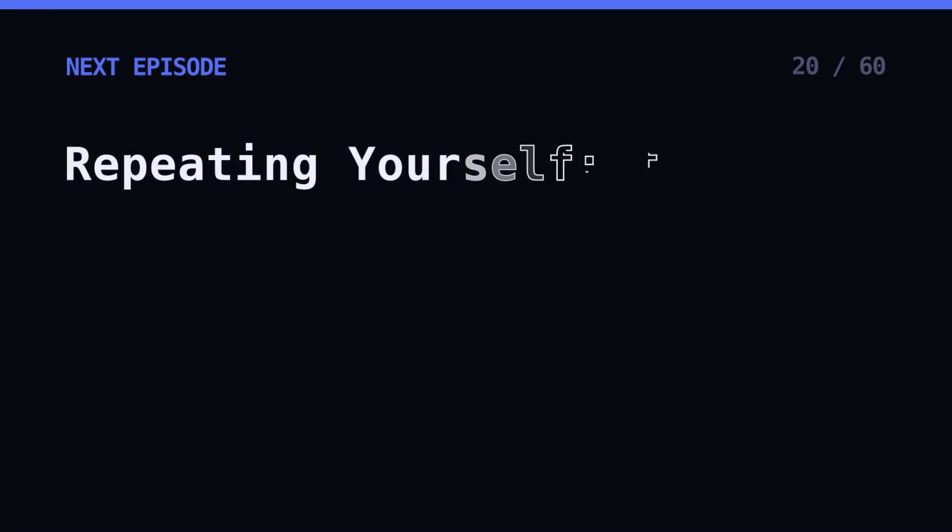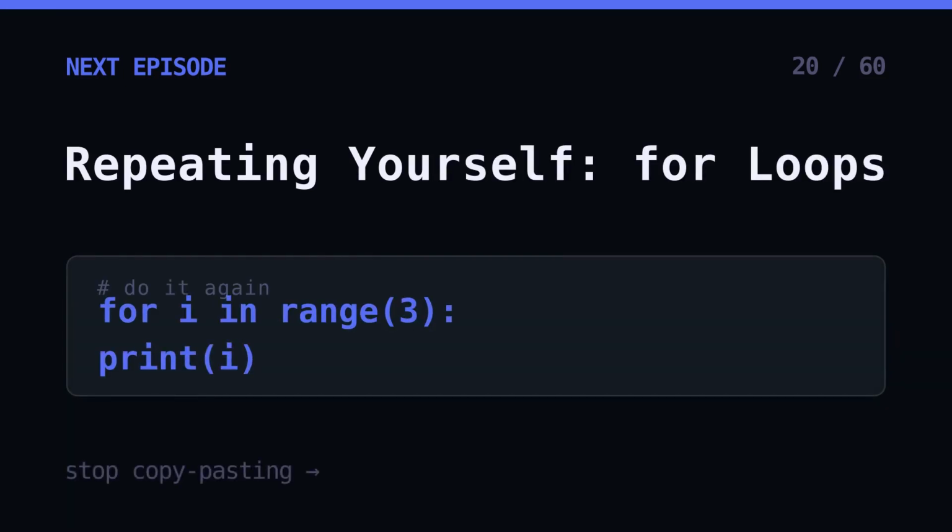You've mastered decisions, running code when conditions are right. But what about running the same code over and over, 10 times, 1,000 times, without copy-pasting? Next up, the for loop, and it's where Python really starts to feel powerful.